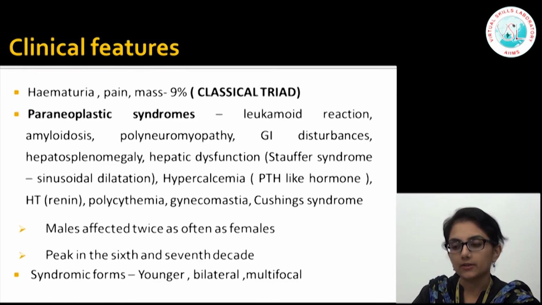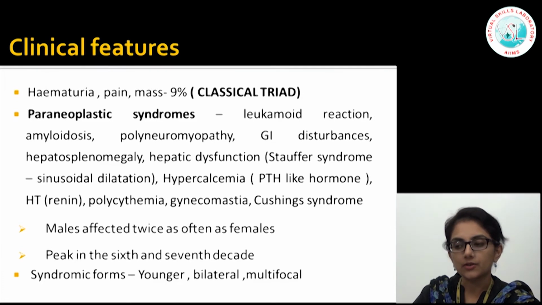Males are affected twice as often as females, and the peak incidence of RCCs is in the 6th and 7th decade. Of course, in the familial syndromes, as I had described, patients tend to be younger. The tumors tend to be bilateral and can also be multifocal.